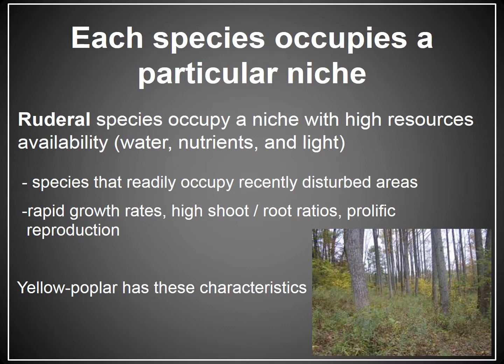Ruderal species, including yellow poplar, black locust, Virginia pine, and some others, are species that grow rapidly. They allocate photosynthetic resources to rapid height growth rather than root development. Another part of their competitive strategy is the ability to reproduce prolifically. They're heavy seeders, or they sprout vigorously when disturbed.